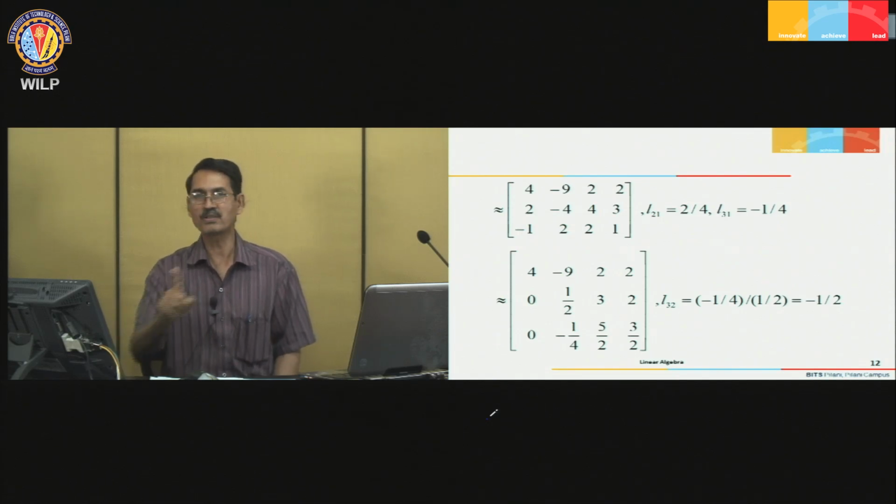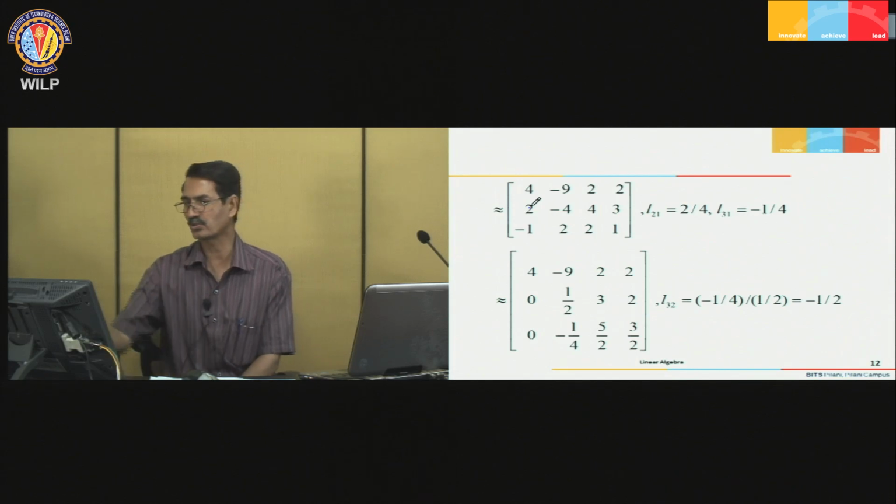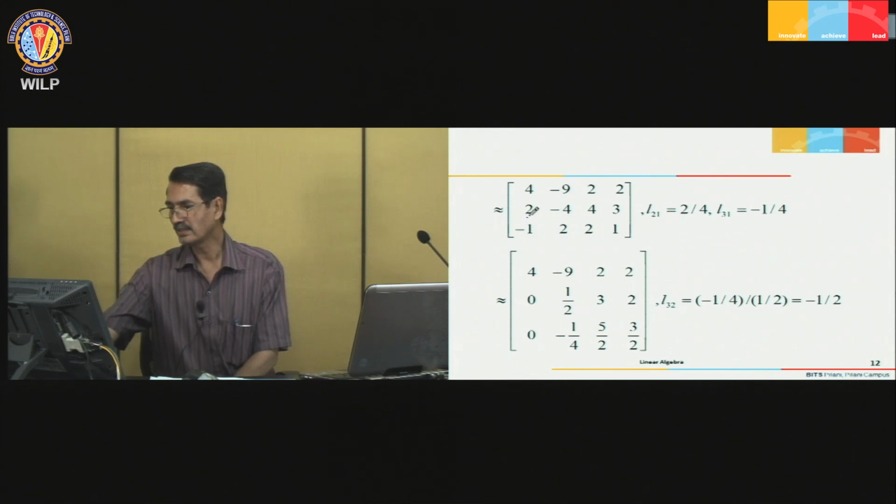So, this row we are not going to touch. Now we want that the 2 at the place of 2 should be 0, and the minus 1 should also be 0. So, therefore, use the multiplier. What is the multiplier? L21 is this 2 divided by 4. So, multiply the first row by 2 by 4, that is half.